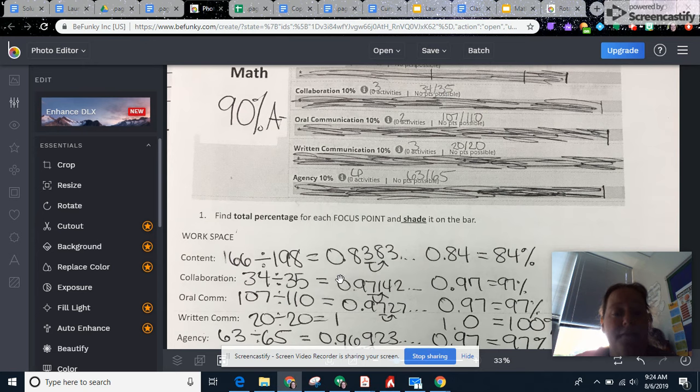Collaboration was 34 out of 35. Well, when you make that a division problem, 34 divided by 35, you get 0.97142 and so on. So this time when you round, remember, round to the nearest hundredth, you're going to look at the 7, then look backwards. The 1 is going to make it stay the same. So it becomes 0.97 or 97%.